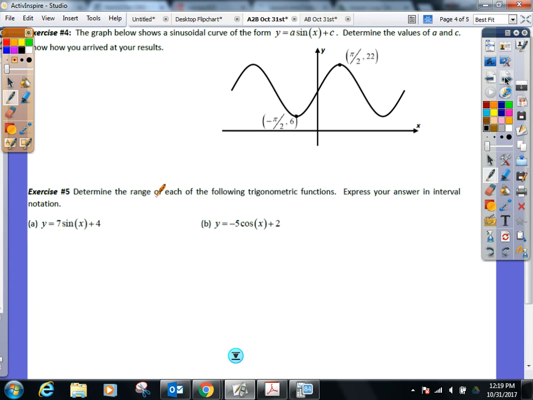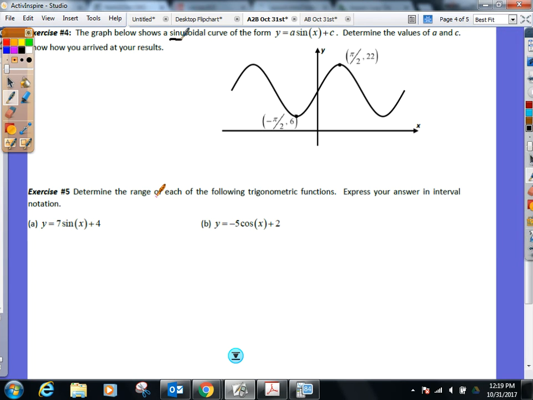How about this vocab word you can impress people with later? Anybody want to try to take a stab at it? Sinusoidal. It sounds like something with the sine graph, but actually it means any curve that's sine or cosine. You can refer to it as a sinusoidal curve. All right, impress your friends later. This one's a sine curve.